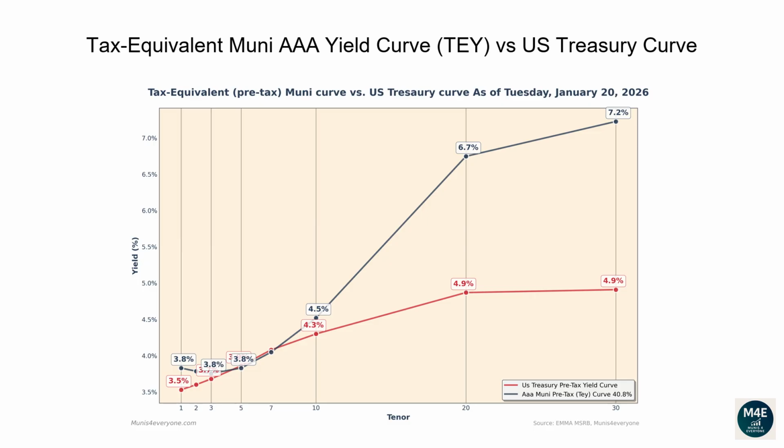Let's now go over the tax-equivalent Muni AAA yield curve versus the US Treasury Curve. The reason why investors and financial professionals care about Muni's tax-equivalent yields is to simply have the ability to compare them against US Treasury yields, which are pre-tax yields. Observing the current graph, we can see there are some parts of the tax-equivalent Muni curve currently trading above the Treasury curve. For example, if you wanted to buy a 30-year bond, a AAA Muni bond would yield 7.2% compared to a lower yield of 4.9% from a Treasury bond.